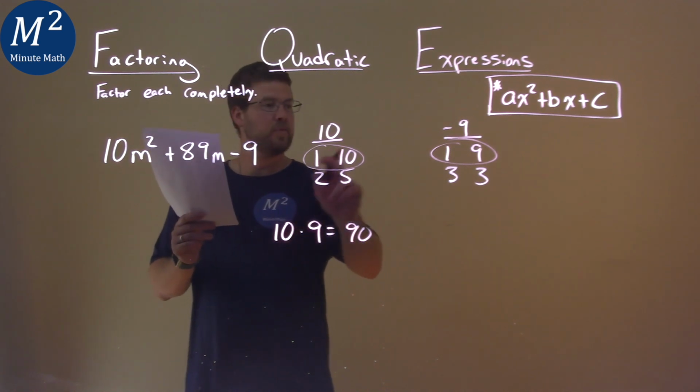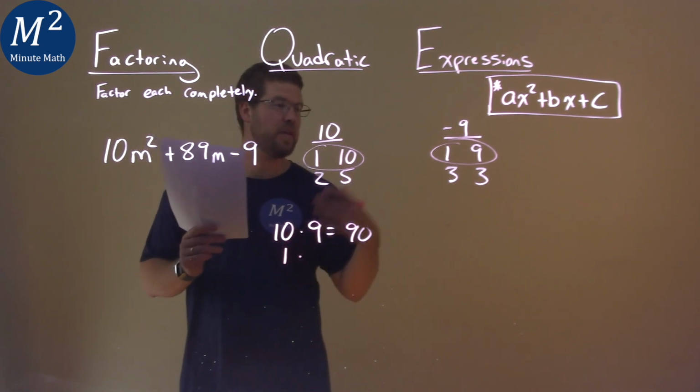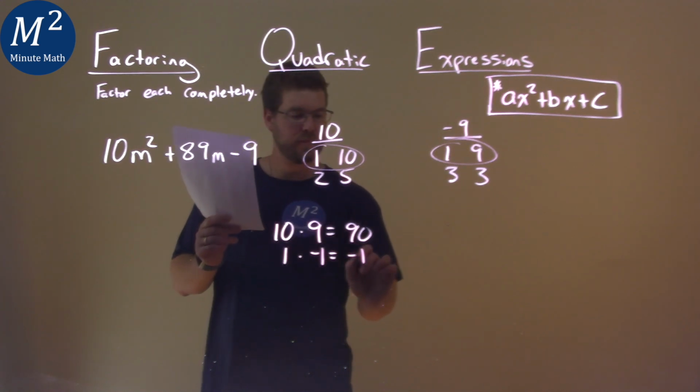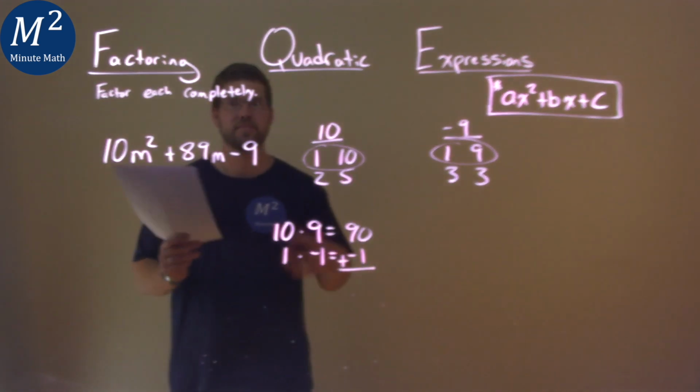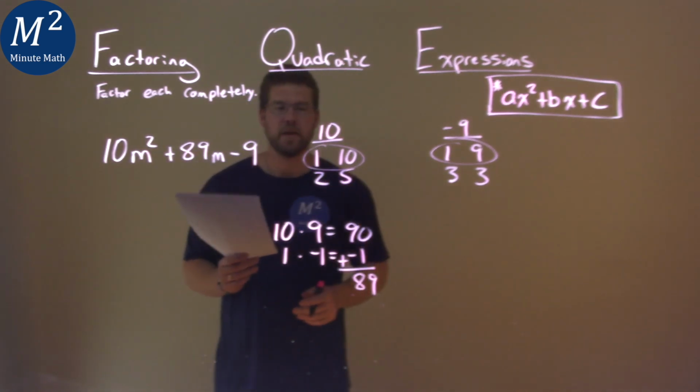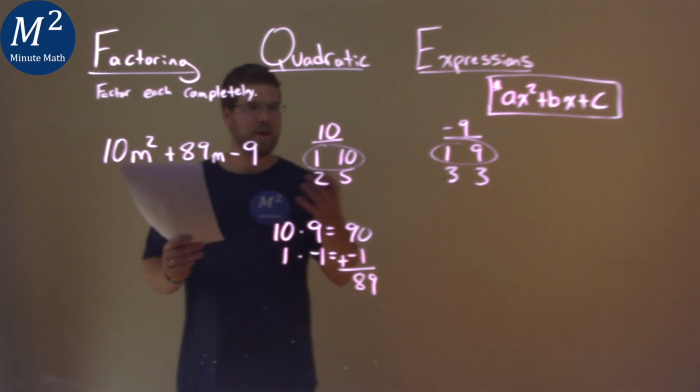Then the other pairs would be 1 and 1. 1 times, and we said the other one had to be negative, so negative 1 here is a negative 1. We add the two together, and we get it. 90 plus a negative 1 is an 89. So making a smart guess, we got our pairs correctly.